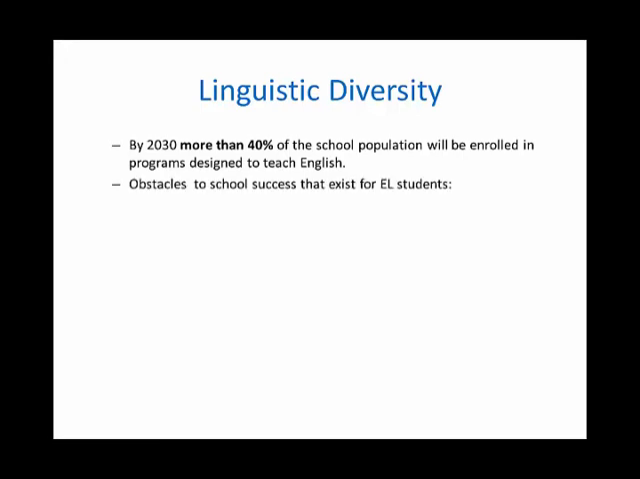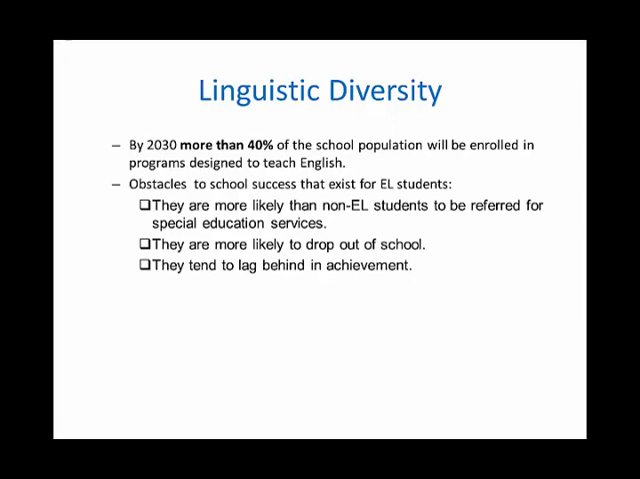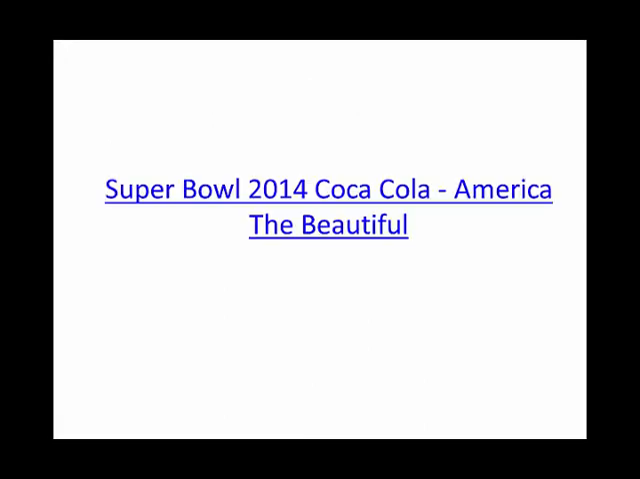Obstacles to school success that will exist for our English language learner students are the following. For starters, they're more likely than non-EL students to be referred for special education services. Special education services that do not include language support services, but are more in the intellectual deficiency category. They're more likely to drop out of school, and they tend to lag behind in achievement. Does this mean that English language learner students are less capable than non-EL students? Of course, it doesn't mean that at all.